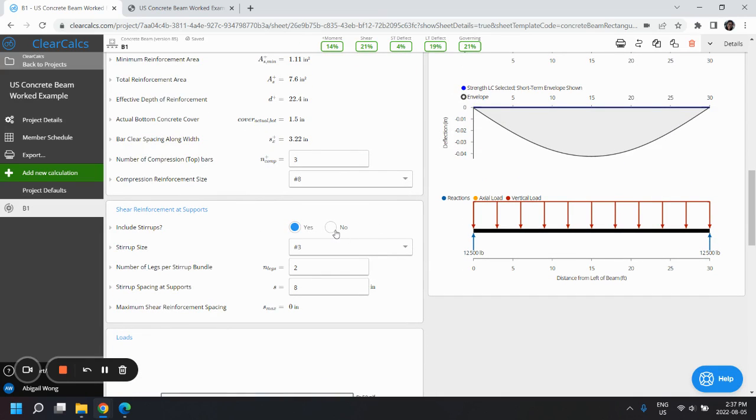So let's have a look below. It asks us whether or not we want to include stirrups. This was not present in the textbook example, so we're going to click no.